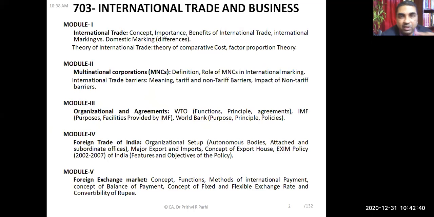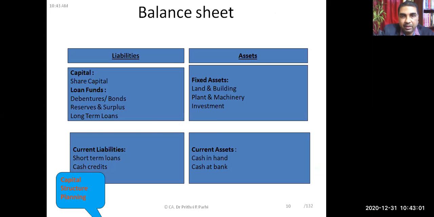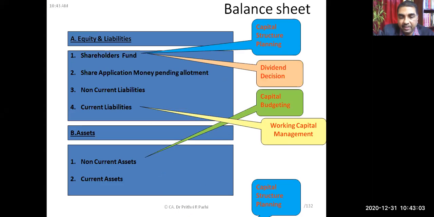So if you have gone through your syllabus, conceptual things we have already covered. What is international business? We already know. Then after that, the importance and benefits of international trade. These aspects we are going to learn today. Let me go to that appropriate slide.